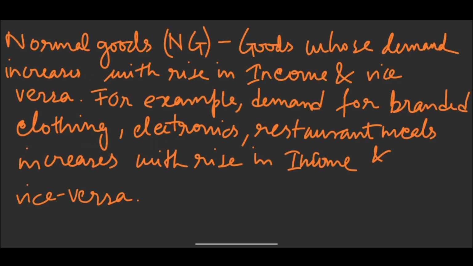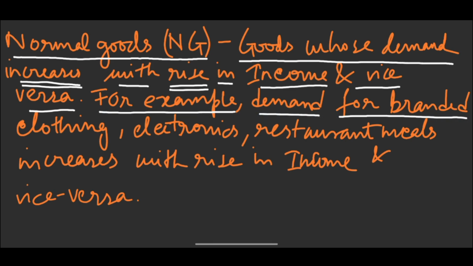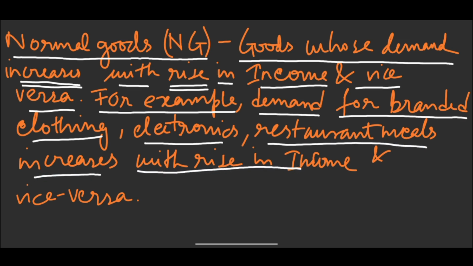So, we will start with normal goods or in short NG. Goods whose demand increases with rise in income and vice versa. For example, demand for branded clothing, electronics, restaurant meals increases with rise in income and vice versa.